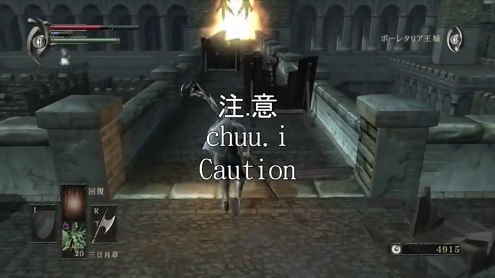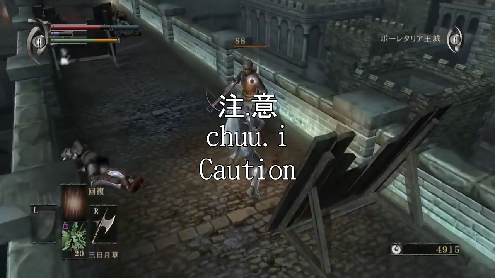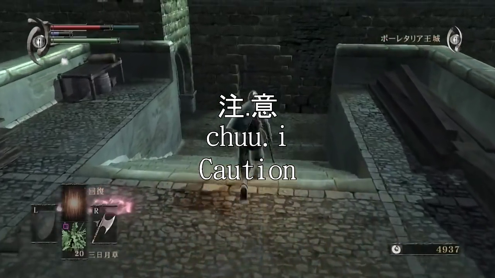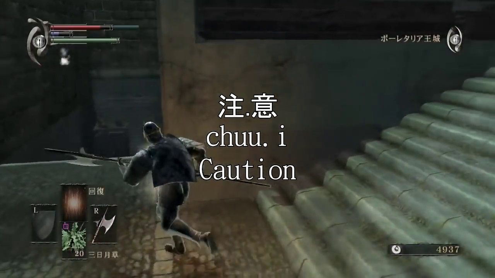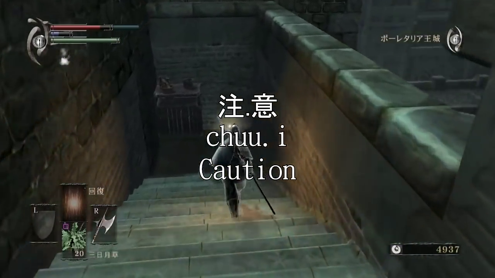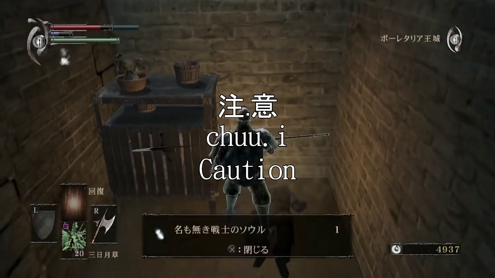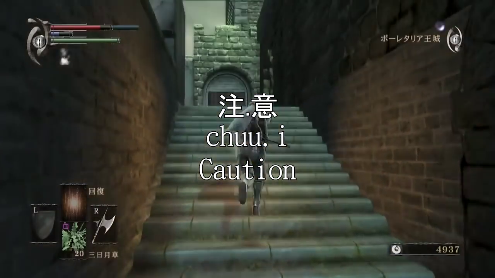Chui, caution. The first character means to pour into or to concentrate towards something. The second character means mind or thoughts. Chu has the water to the left radical, it's those three specks, and i has heart underneath.